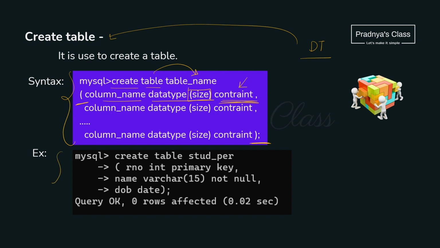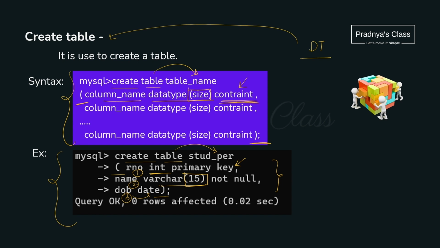Let's create one simple table. Create table students personal detail. In brackets, here are the details of the columns. The first column is roll number. The data type is integer. We are applying the primary key constraint. The second column is name. The data type is varchar and the size is 15. The third column is date of birth and the data type is date.